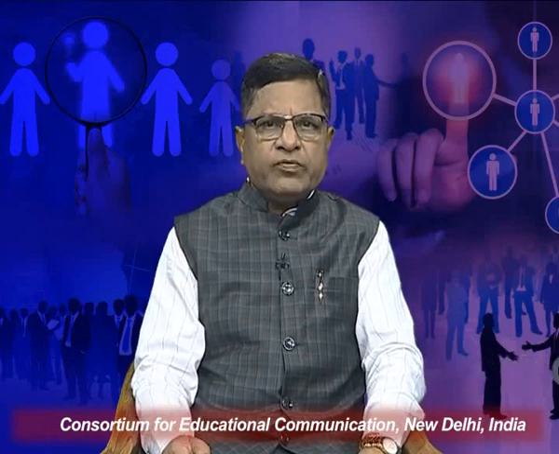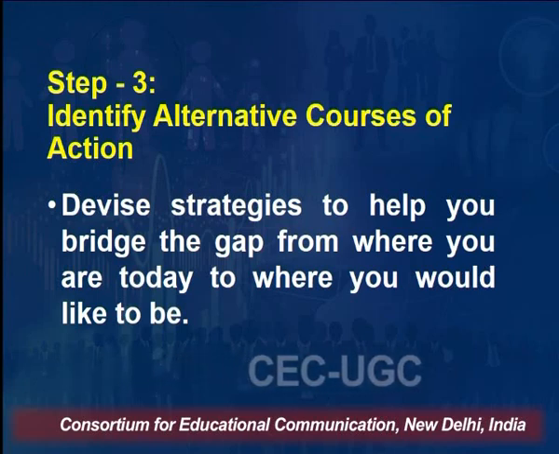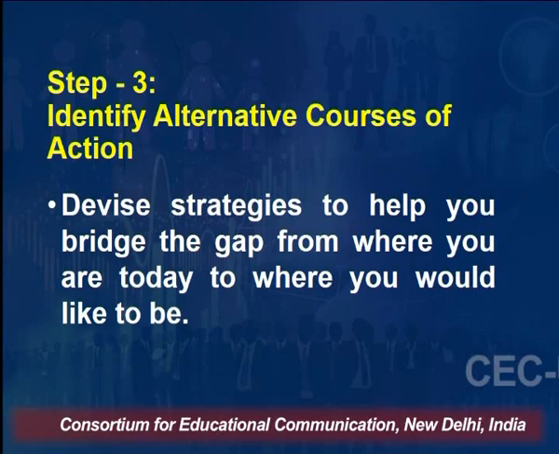Identifying alternate courses of action. So devise strategies to help you bridge the gap from where you are today to where you would like to go, right? Means I want that after 10 years, I must have a house. So you have to devise a strategy for what are the different courses of action available for me, right? Generally your alternative courses of action will fall into one or two categories: reallocating existing resources and generating new ones. Means whatever the resources are, you reallocate them and try to create new income, new sources of income, even by working extra hours, by making good investments and all those things.